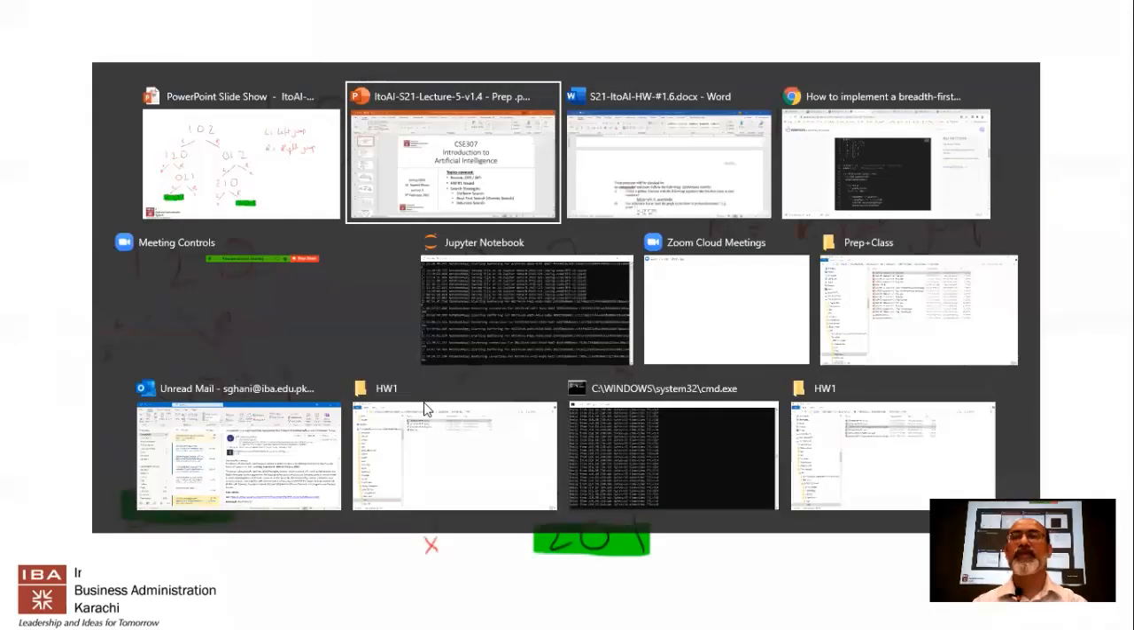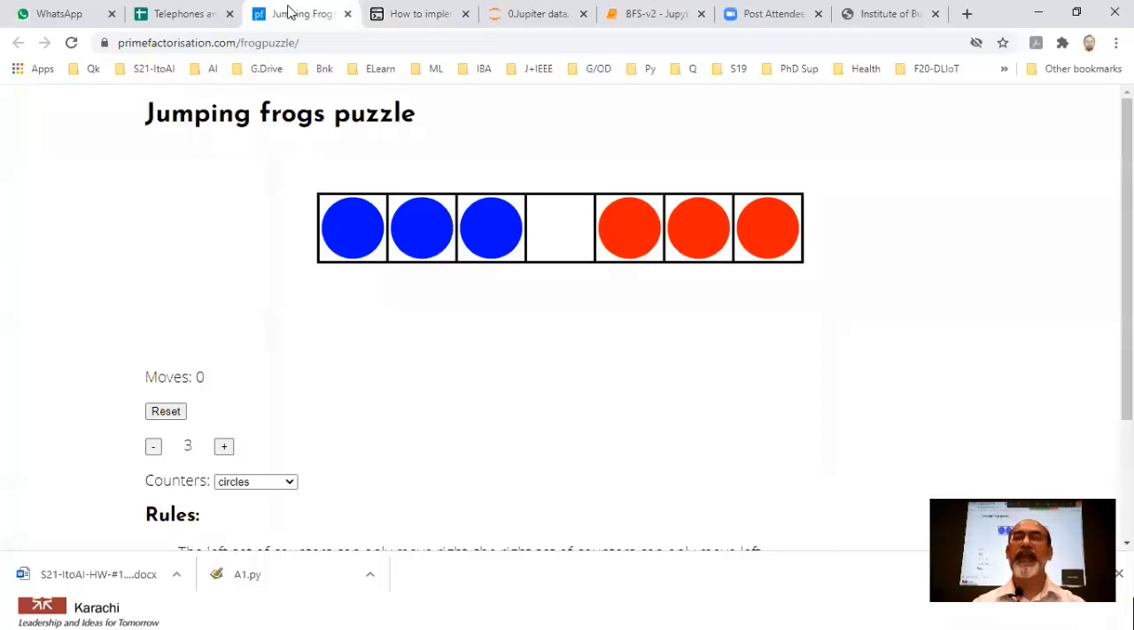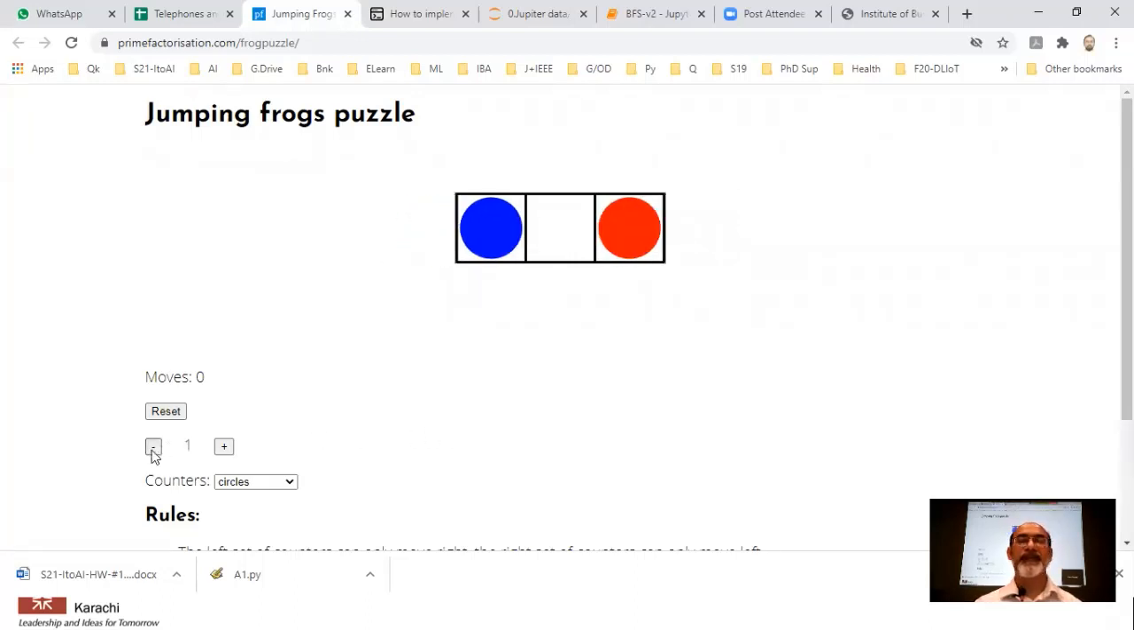And if I take you to the website which actually implements this, it's kind of fun as well to look at it. It basically says that there are, well, in this case, there are 3, but let's say we reduce this to 2, okay? Or let's keep it really simple and say there are 2 frogs, one on the left, one on the right, blue, red, okay? And the rules are that the red has to go on to the other side and the blue has to go on to the other side.